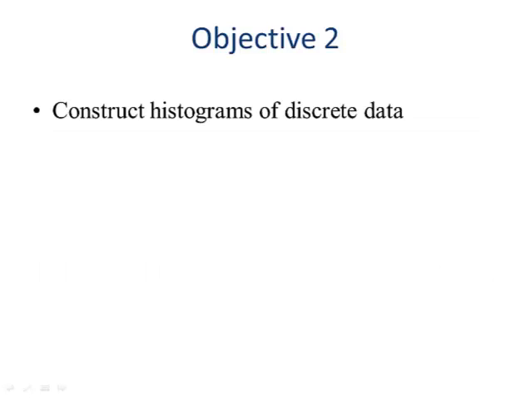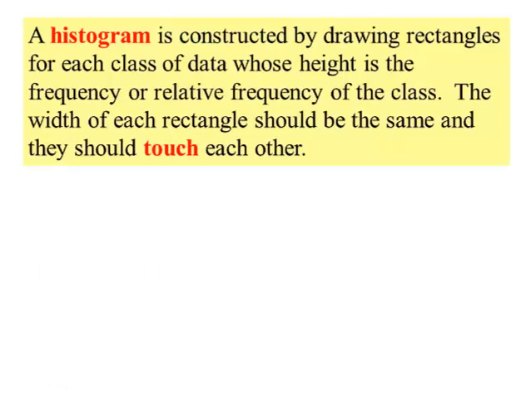Lesson objective number 2. Histograms. A histogram is constructed by drawing rectangles. Sometimes those rectangles are called bins for each class of the data, whose height is the frequency, or it can even be relative frequency of the class. The width of each rectangle should be the same, and they should touch each other.